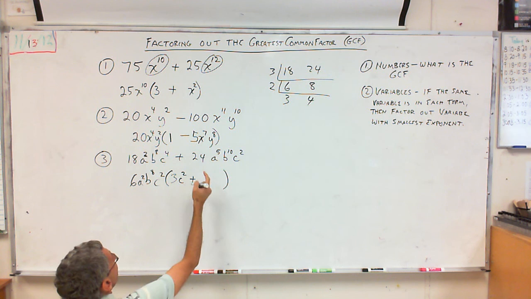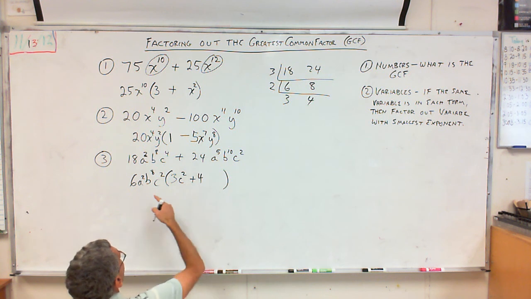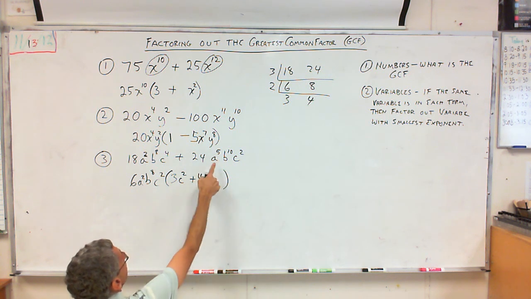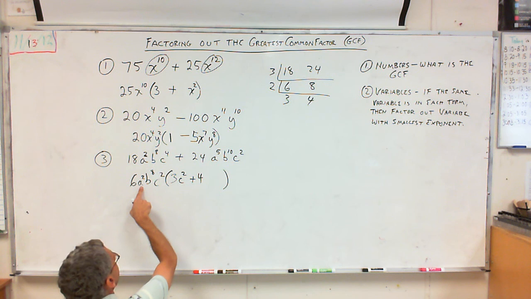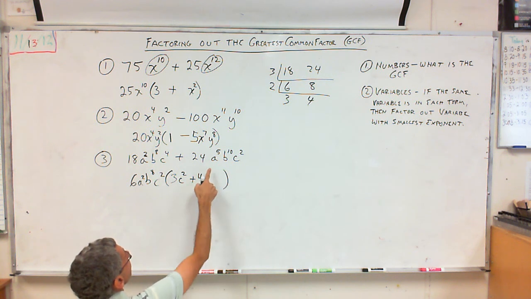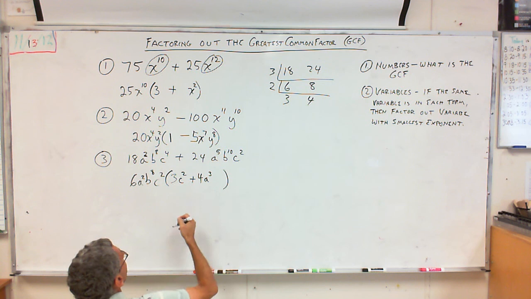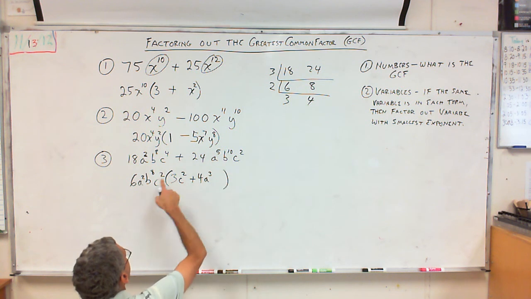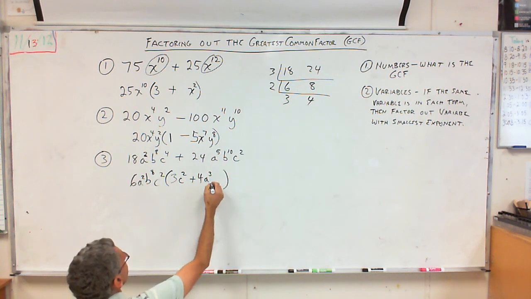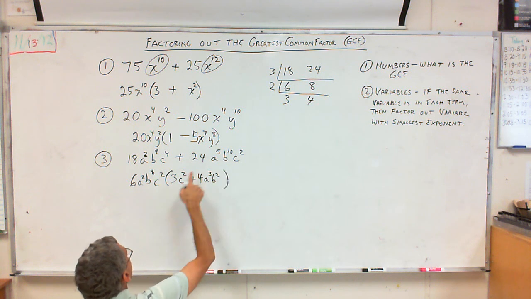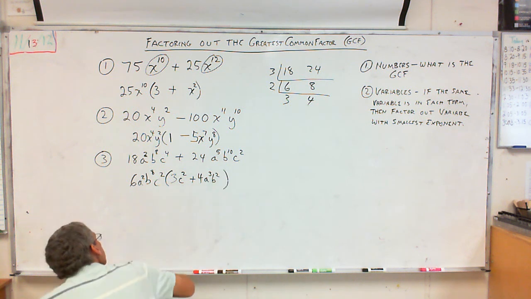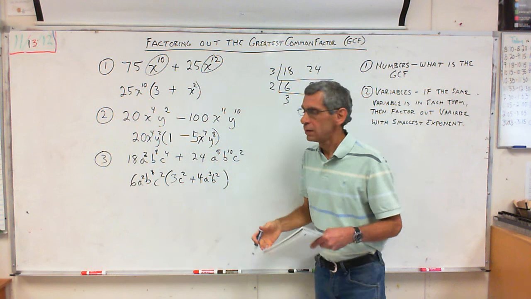6 times what is 24? 4. A to the 5th, I'm dividing it by a squared. So it's a to the 5 minus 2, or a to the 3. B to the 10 divided by b to the 8 is b squared. And c squared, they cancel out. We're done. That's it. All right?